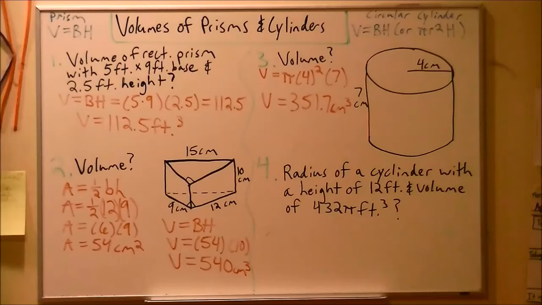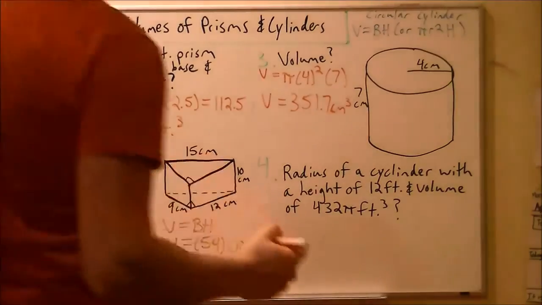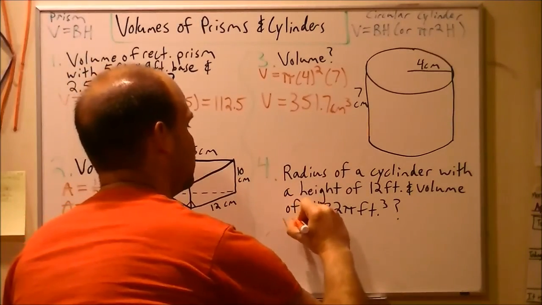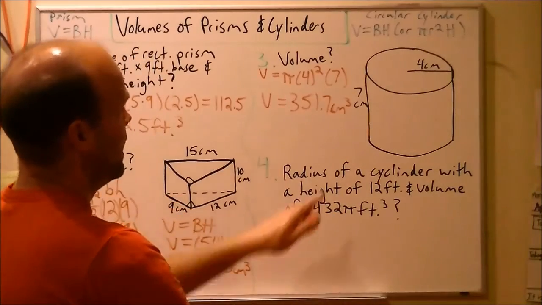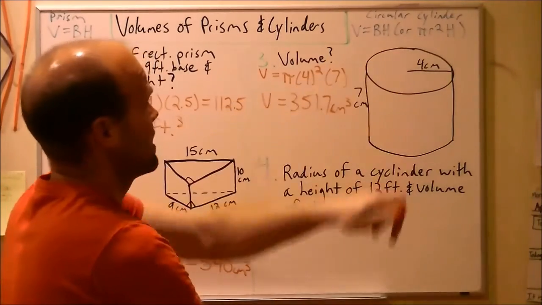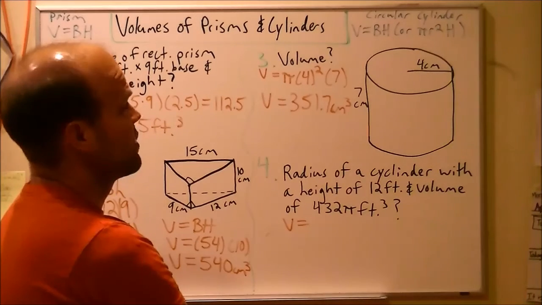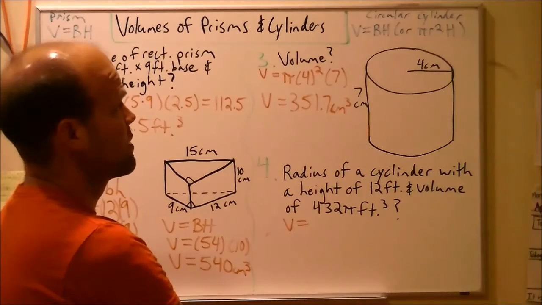And of course, volume is measured in feet cubed. But notice in this one, we're given the volume, and we don't have the radius, although we do have the height. And so our formula is V equals the area of the base times the height, or what the area of the circle formula is, pi times r squared h.